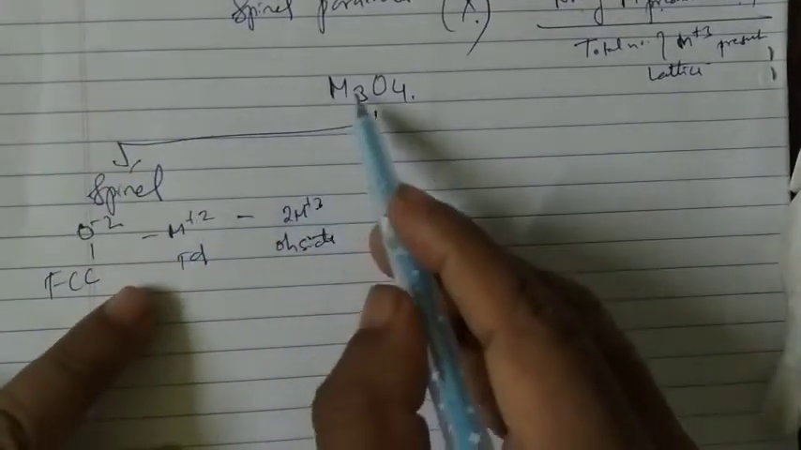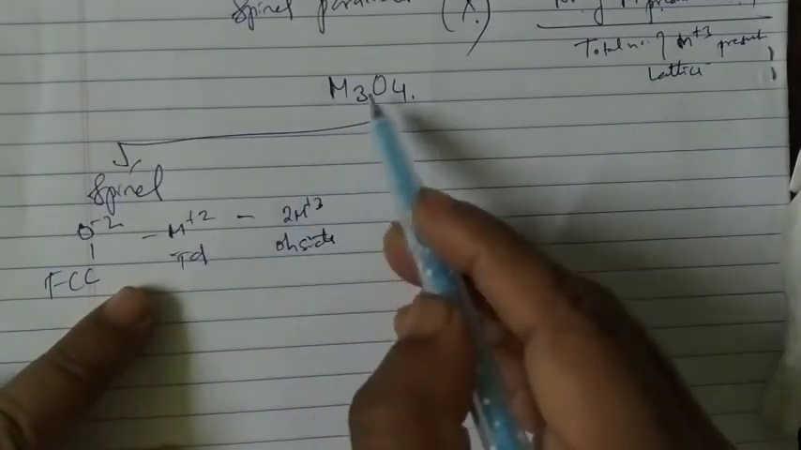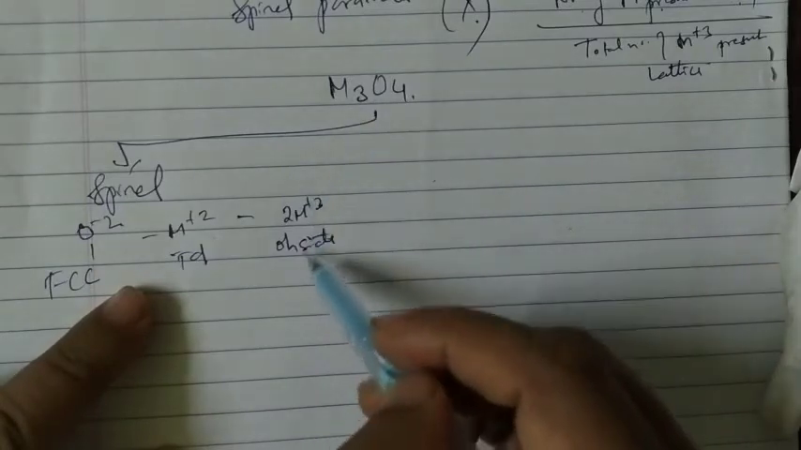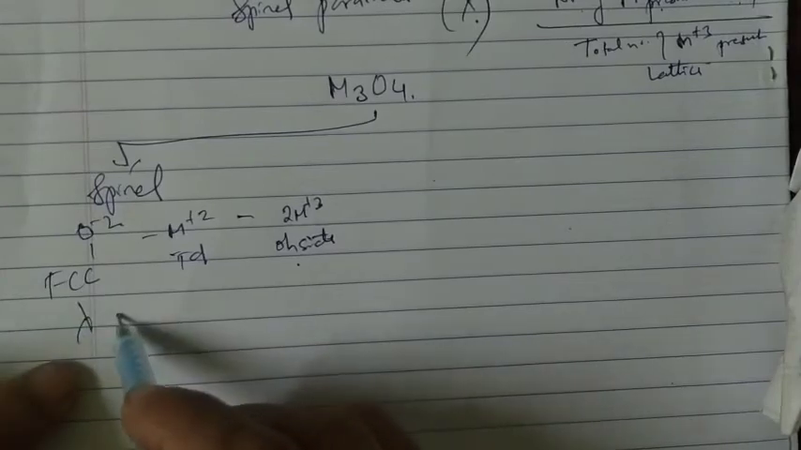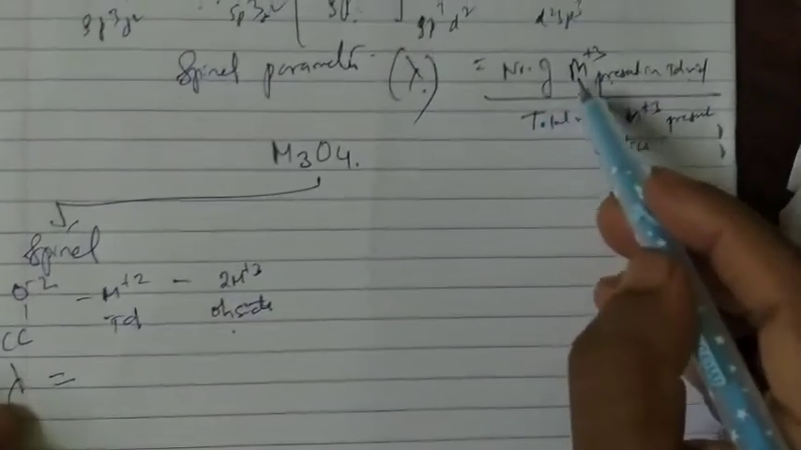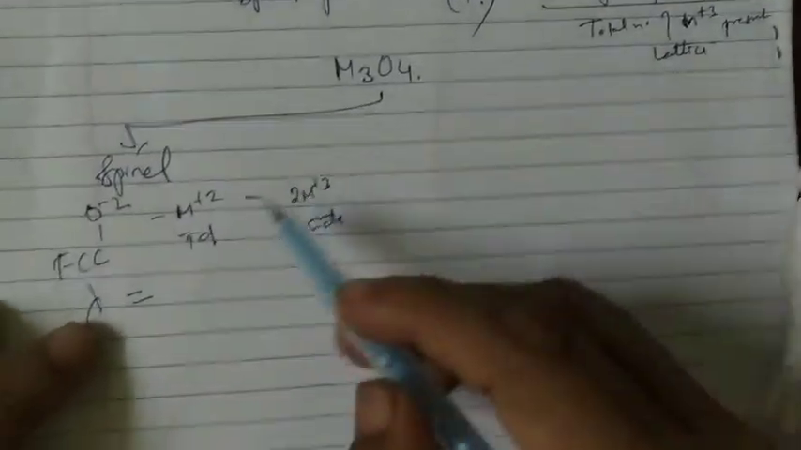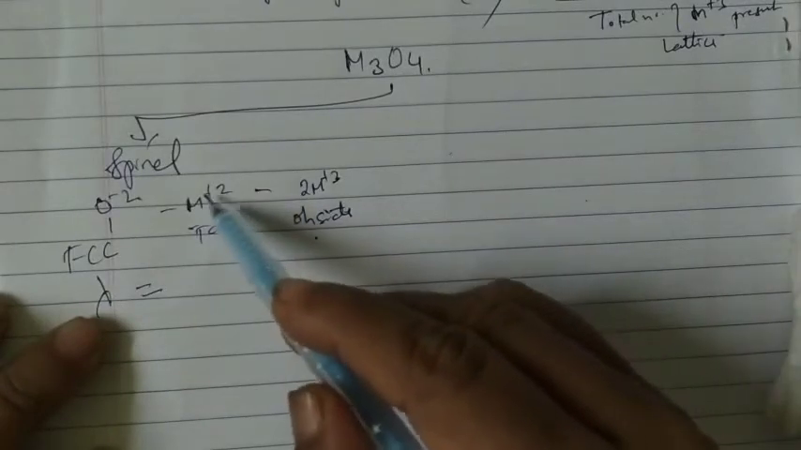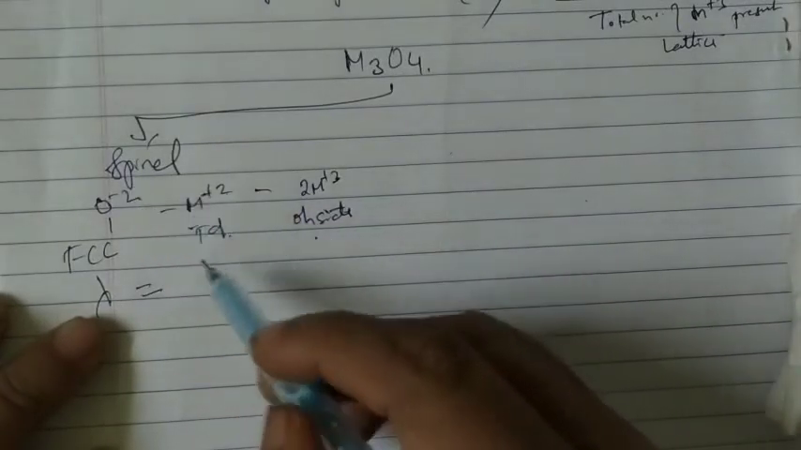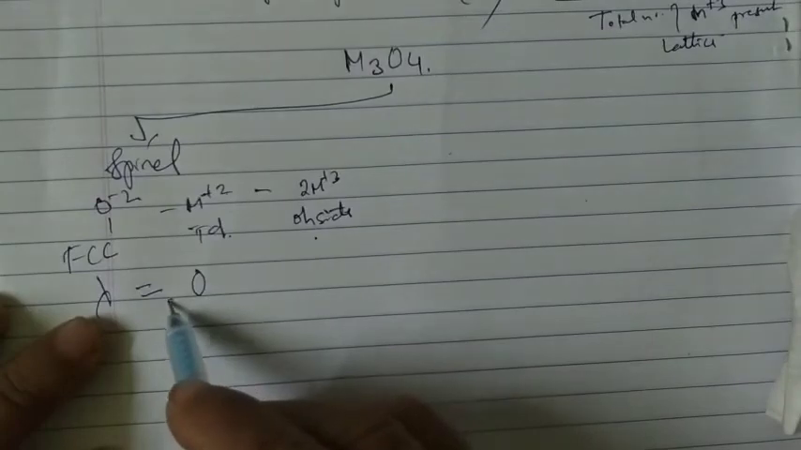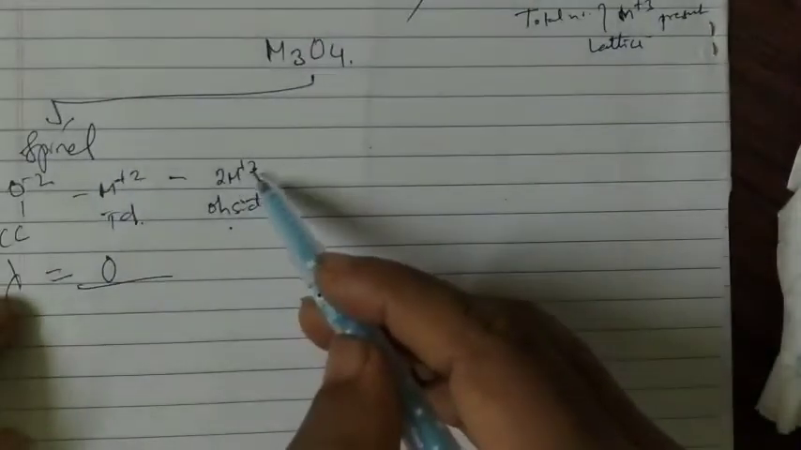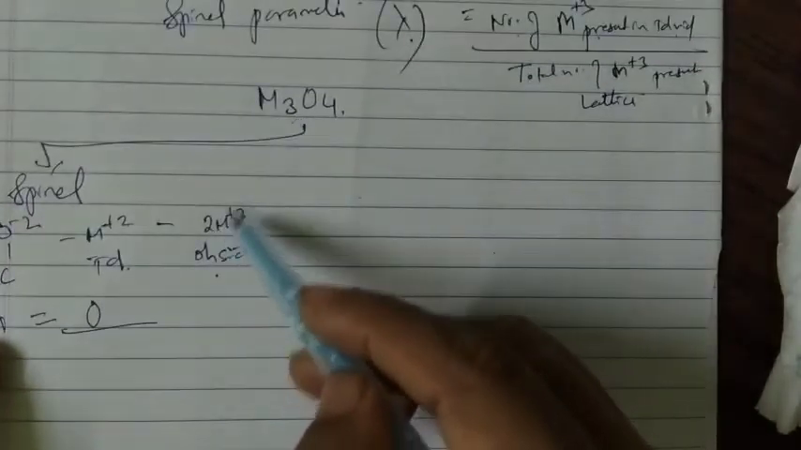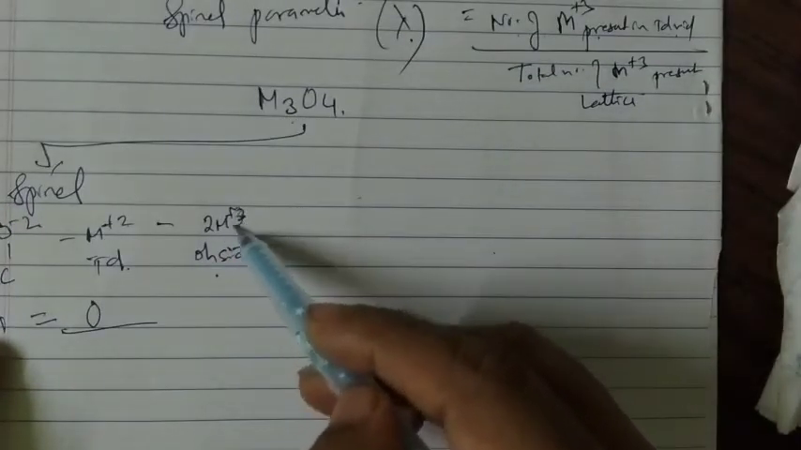So one M is having +2 in the tetrahedral site, and 2 M+3 in the octahedral sites here. Now if you calculate the lambda value here, how many M+3 ions are present in the tetrahedral sites? Now you see in the tetrahedral site there is 0, it is M+2 here. So there is no M+3 in the tetrahedral site, divided by the total number of trivalent ions. The total number of trivalent ions in this case is 2, M+3 is 2, so it becomes 0.